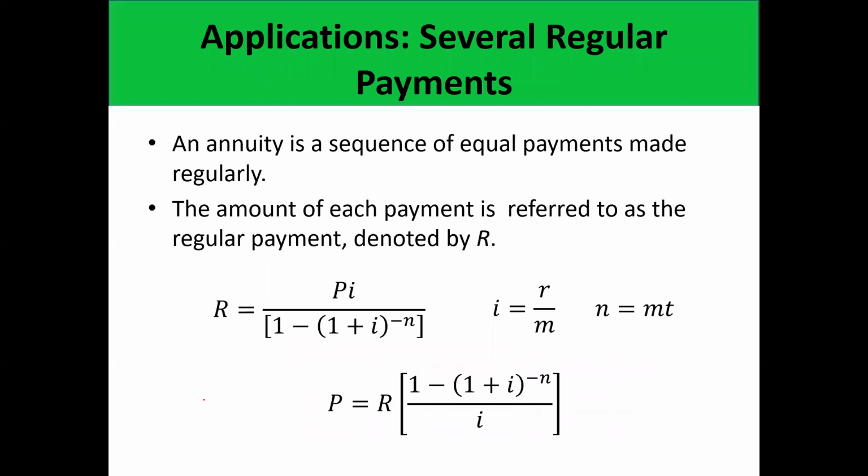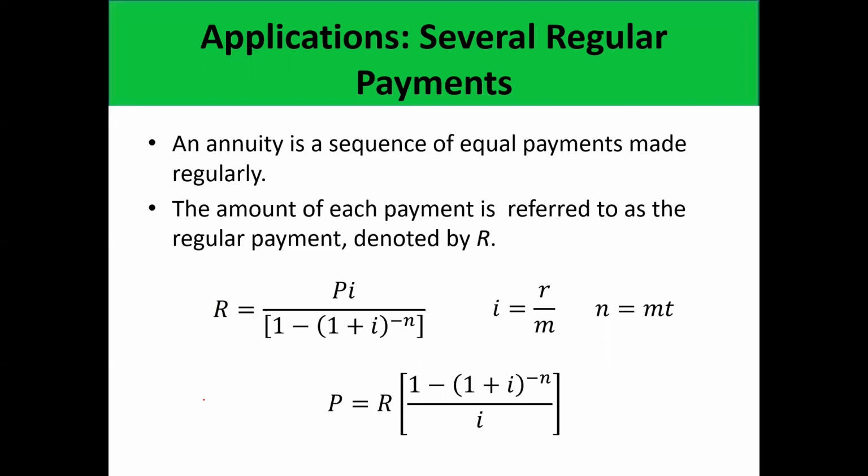Okay, now let's proceed with applications of the simple compound interest in several regular payments. In several regular payments, there are times that we want to buy a very expensive item, let's say a condominium unit, a house and lot, or a car, or even a very expensive appliance or a smartphone. So in that case, we don't have a large amount of money to shell out. Which means we can pay using a down payment, and then the remaining balance will be paid in sequence, regularly.